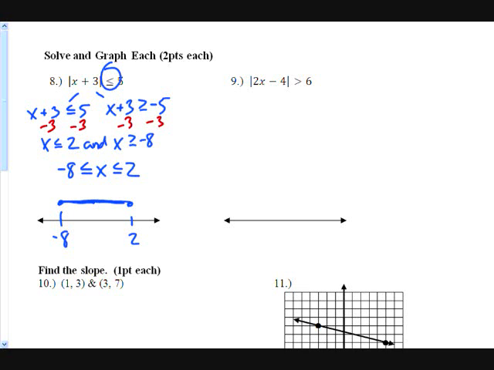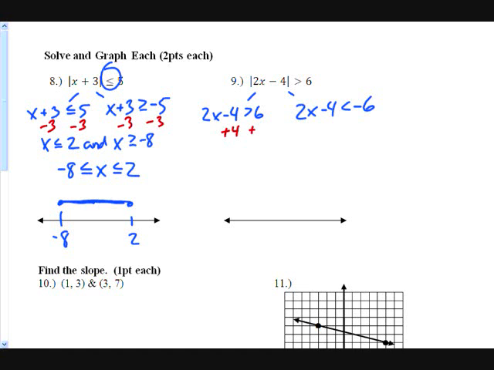Okay. On the next one, again, I start off the same way. I split it up. I've got 2x minus 4 is greater than 6, and then I have 2x minus 4 is less than negative 6. Again, I change the sign of what's over there. I flip the inequality sign. Now I have to solve each.